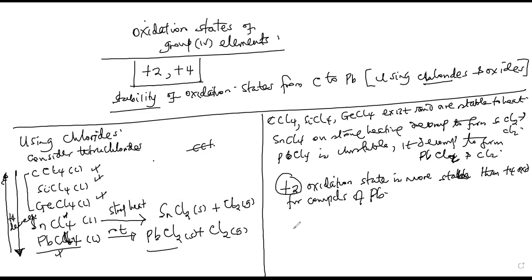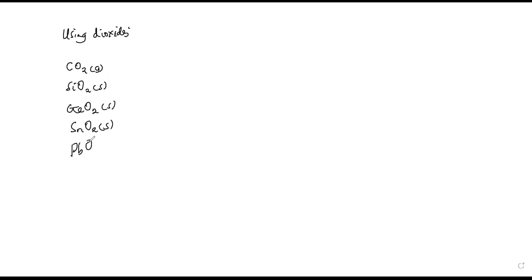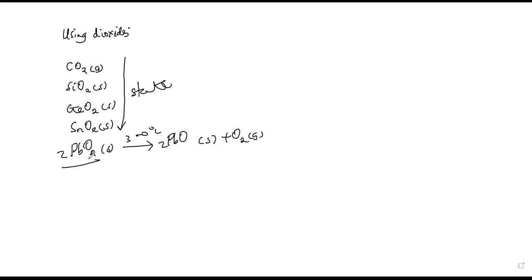But if you use the dioxides: carbon dioxide is a gas, silicon dioxide is a solid, germanium dioxide is also a solid, tin dioxide is a solid, and lead dioxide is a solid, but that solid decomposes at higher temperatures, maybe 300, to form lead two oxide and oxygen gas. This shows that the dioxides of carbon, silicon, germanium and tin are all stable, but the dioxide of lead is unstable.